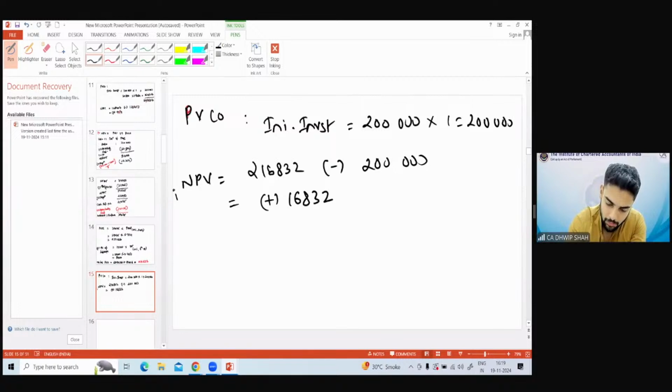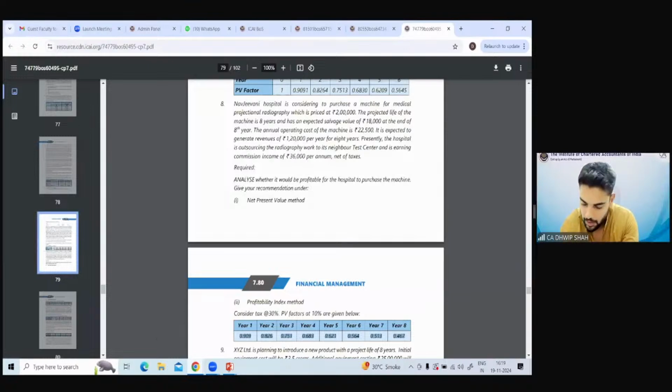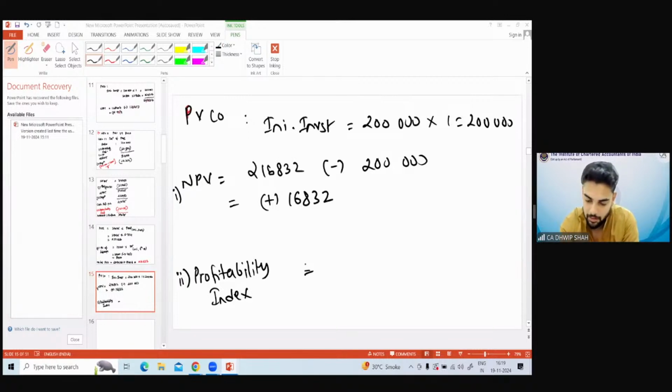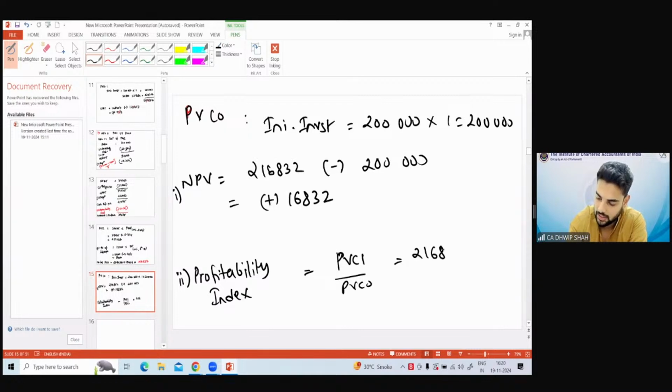So this is Roman number 1, and in Roman number 2 they have asked us to calculate the profitability index. So the formula of profitability index is, can anyone tell me? Now you all are experts in this chapter. What is the formula of profitability index? PVCI upon PVCO. Correct, Shravan is correct. PVCI divided by PVCO. So PVCI is 216,832 divided by 2 lakh.